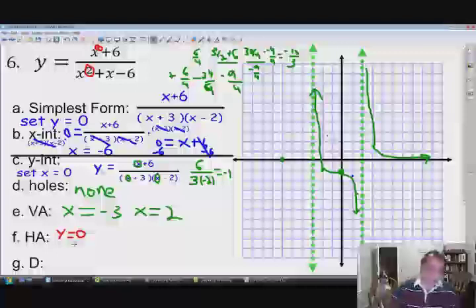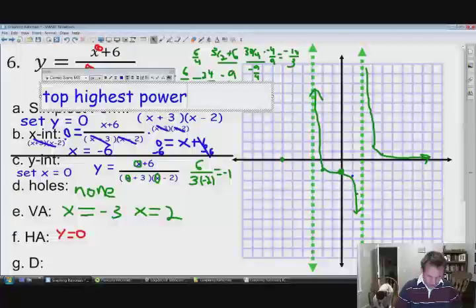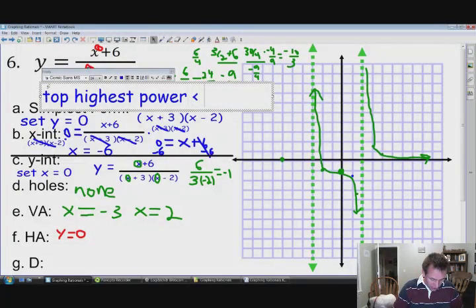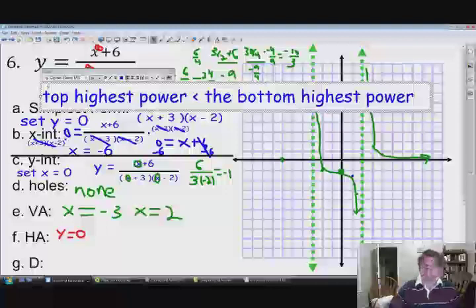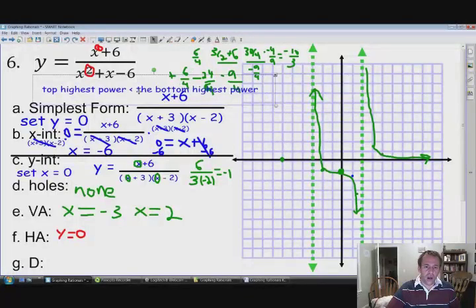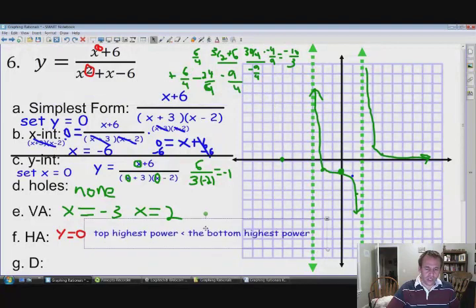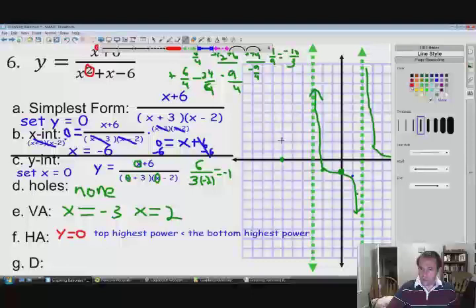So it turns out that our horizontal asymptote, because the top highest power is less than the bottom highest power, according to Nancy, is equal to 0. And so let's go ahead and draw that horizontal asymptote. We should have done that first. Sorry about that. We'll put that right here, and let's make it a different color. How about red? We like red.